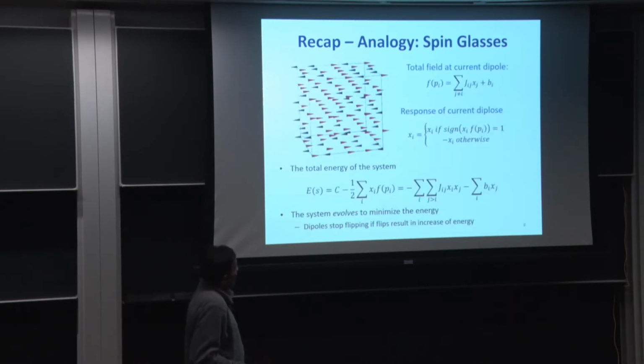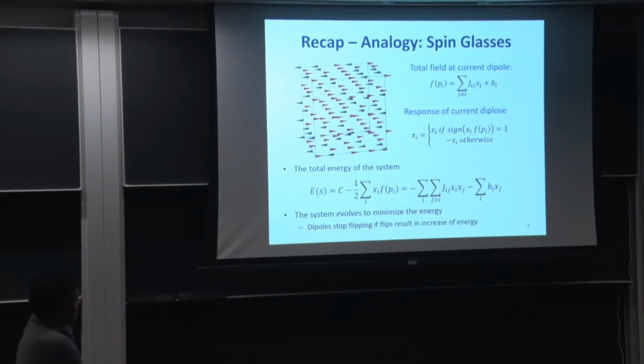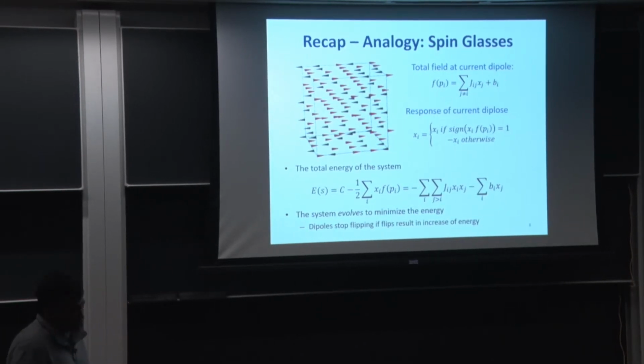And so once again, in this physical system, we saw that you could define a field at each dipole, which is a weighted combination of all the other magnetic dipoles plus an external bias. So this is a magnetic field at each dipole. And the dipole is going to try to align itself with the sign of the current field. So in this case, we saw you could define a total energy of the system.